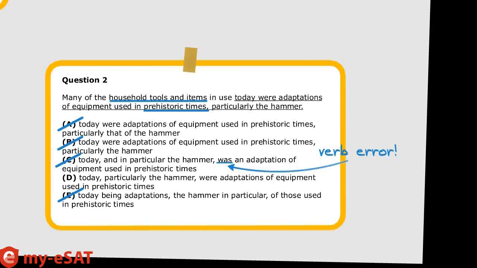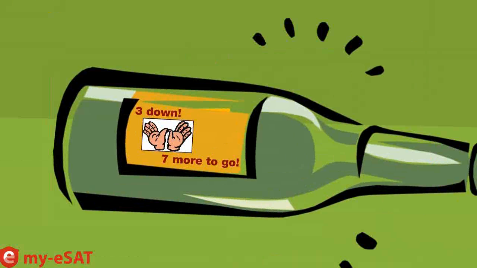So you see, this is definitely one of the harder questions because it's testing you on two errors, misplaced modifiers and verb errors. And that's all, folks, for misplaced modifiers. You think you're kind of getting the hang of it?